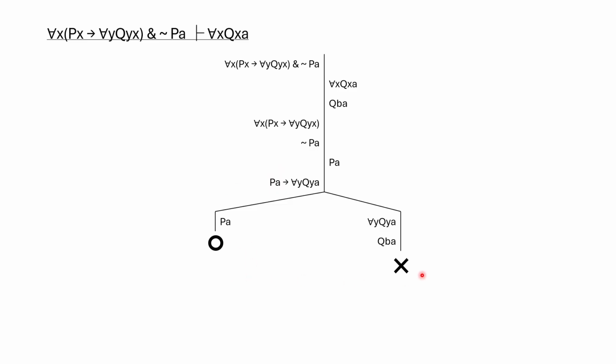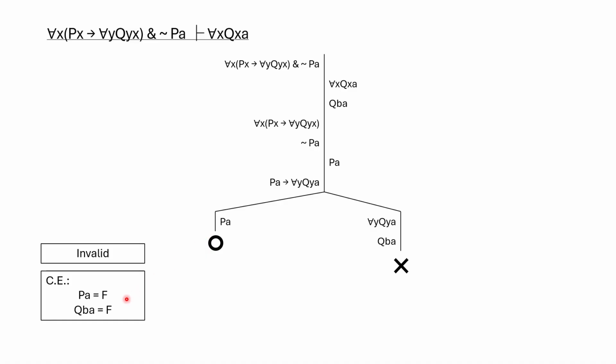But I do have my contradiction here with the QBA, and so this is going to be invalid, and then we're going to look for our statements or our terms up through this branch. And so I've got PA on the right-hand side that's false, and QBA on the right-hand side, which is also false.